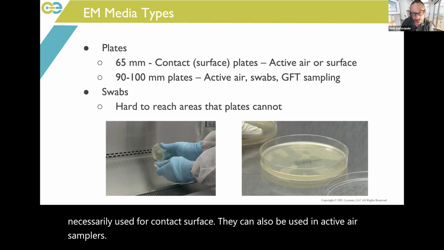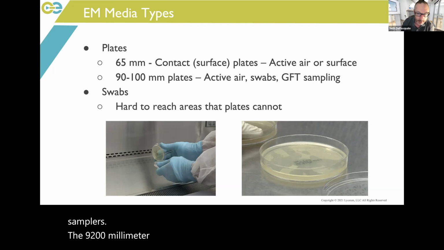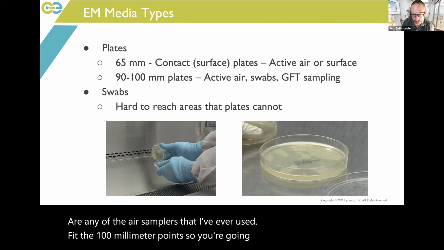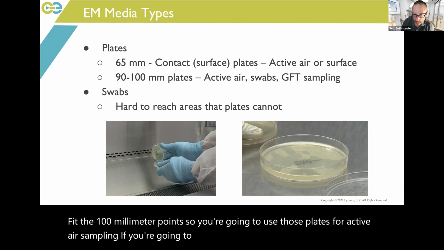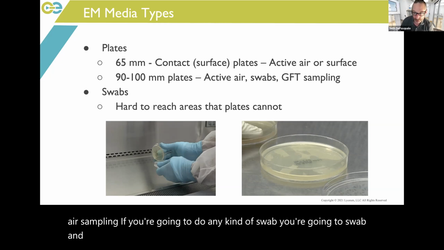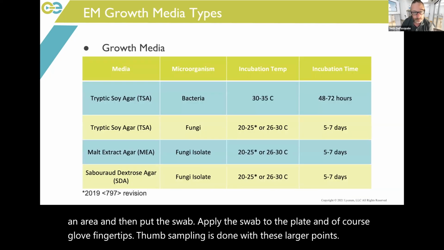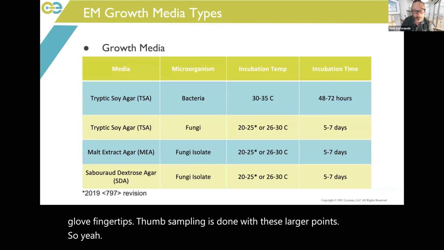The 90 to 100 millimeter plates are the ones that any of the air samplers I've ever used fit. So you're going to use those plates for active air sampling. If you're going to do any kind of swab, you're going to swab an area and then apply the swab to the plate. And of course, glove, fingertip, thumb sampling is done with these larger plates. So yeah, the different types of growth media.